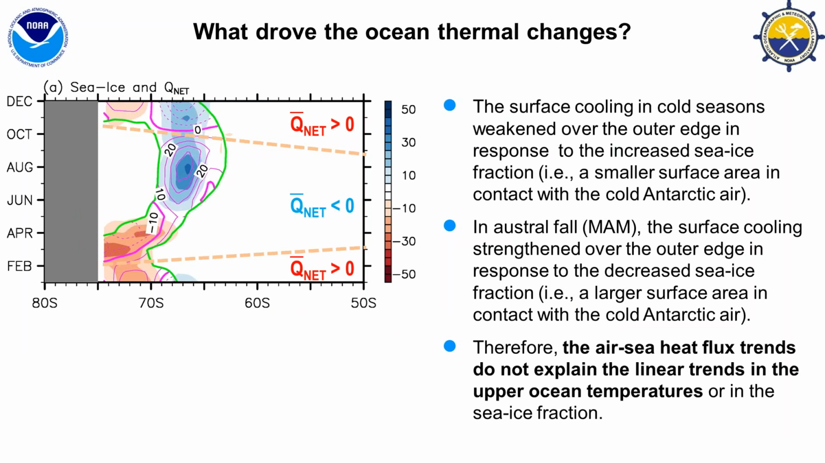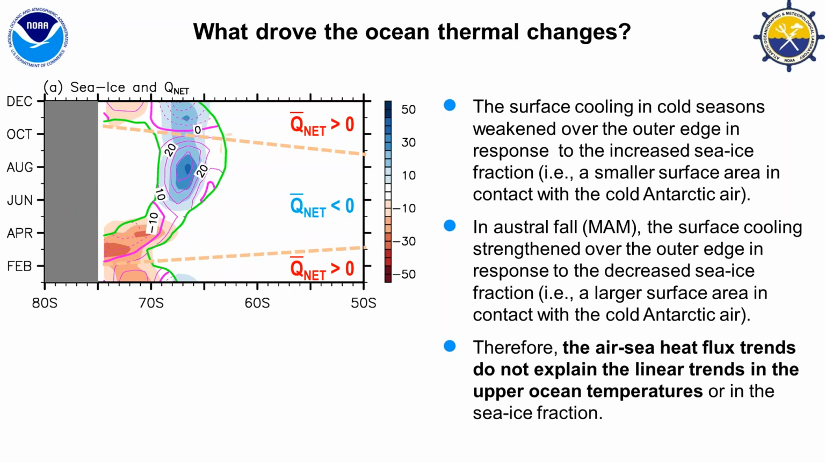So this is the same thing: the color here shows increasing sea ice fraction and decreasing sea ice fraction. On top of that, what I see is the net surface heat flux trend. Positive is downwards. Here, when we have more sea ice, or no winter, the heat flux is increasing into the ocean. So let's talk about it.